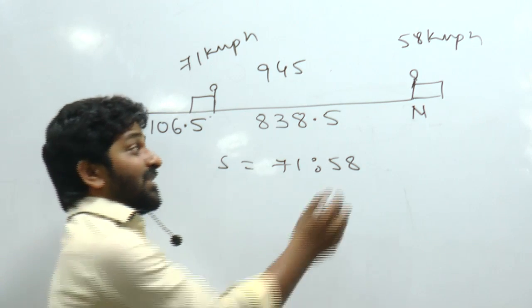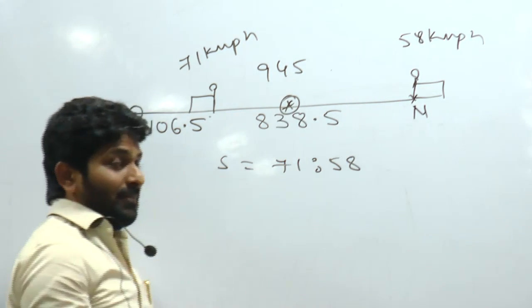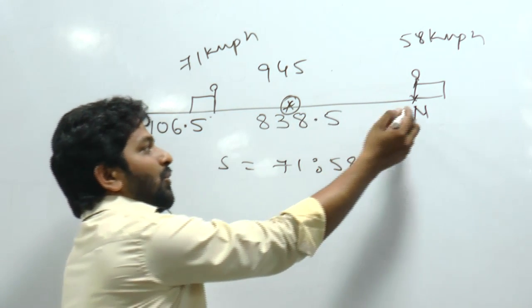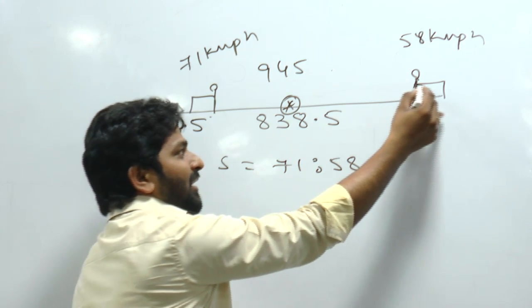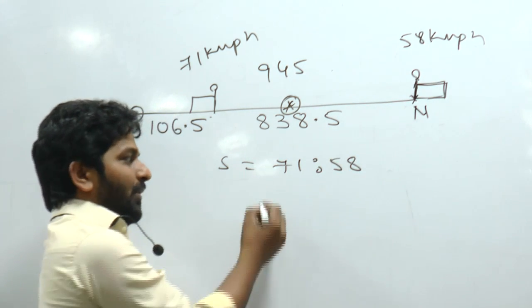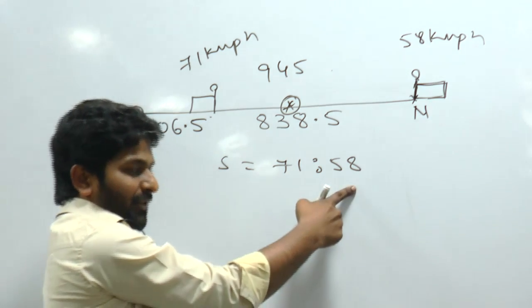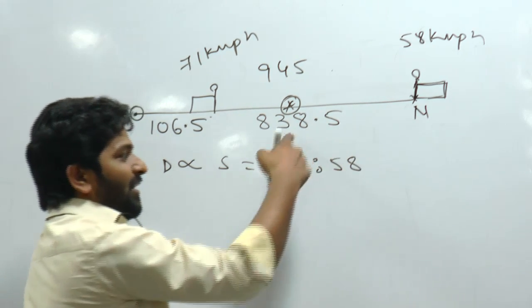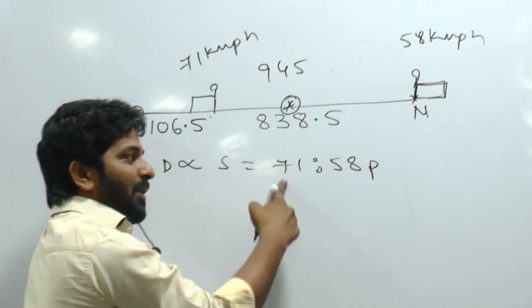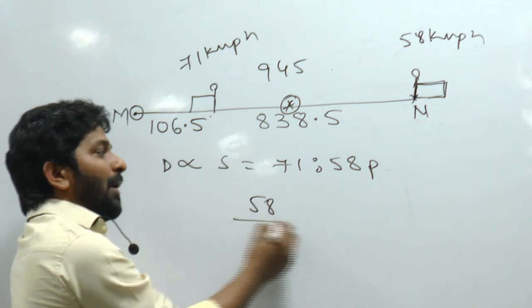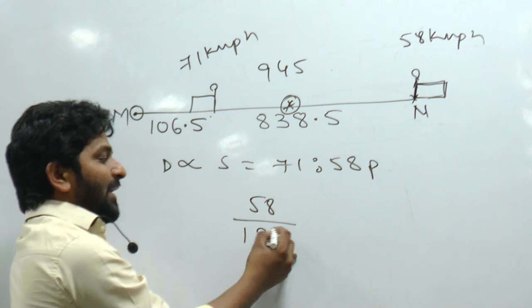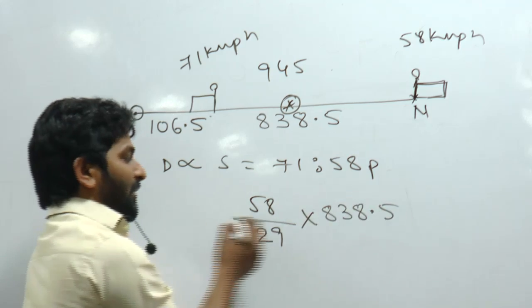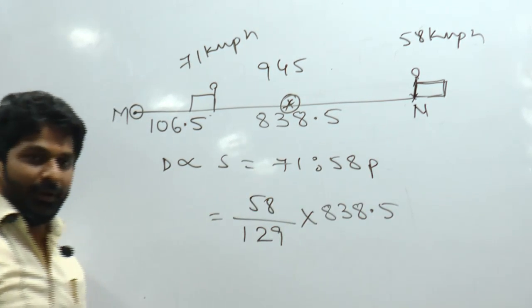You are asked to calculate the distance from station N to their meeting point. From station N, the train started with a speed of 58 km per hour. Speed will be in the ratio 71:58, so distance ratio is directly proportional to speed ratio. Distance from station N is equal to 58 parts out of how many parts? 58 parts out of 129 parts. And the distance between the two places is 838.5. This is the distance from station N to the meeting point.